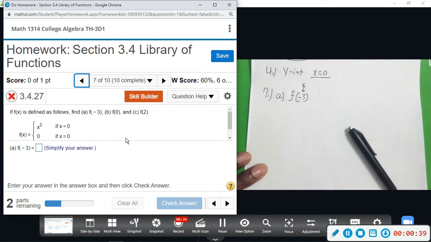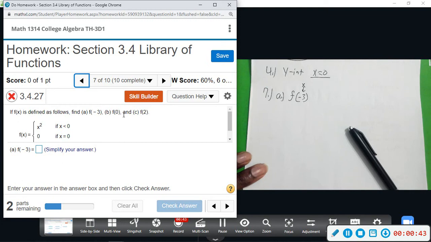Now the question is, which of these functions do you use? Okay, because there's 3 of them. You got this one, and this one. You certainly don't use all 3. So again, you have to look at the restrictions or the domain that defines each function. And negative 3 would fall in the x values that are less than 0. So that means we have to use x squared.